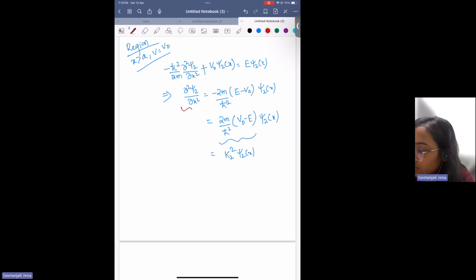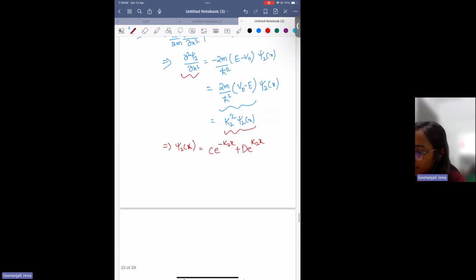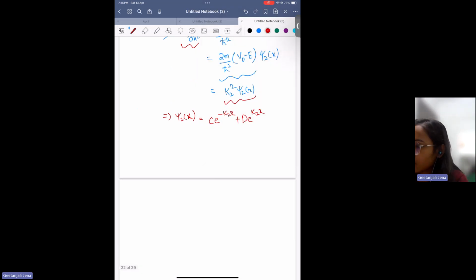So the solution for this one would be psi 2(x), it's not oscillatory, it will be C e to the power minus k2x plus D e to the power k2x. Right, this is the general expression. So now you have to put the boundary condition as well as the continuity condition. The continuity condition is that the wave function should be continuous at the boundary, which is x equal to a, and the derivative d psi by dx would be continuous at x equal to a.